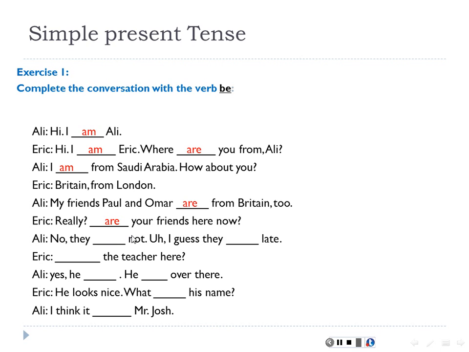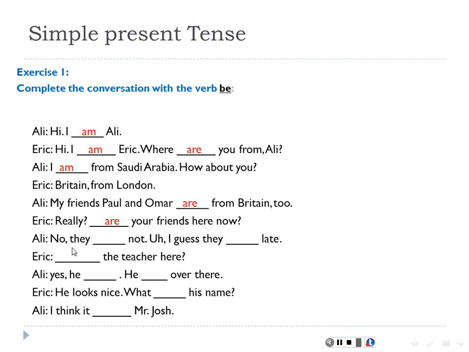Ali answers, no, they are not. I guess they are late. So here we are talking about they, and they refers to friends, Ali's friends, which means Paul and Omar. They, هما, we are talking about they, هما, Paul and Omar, Ali's friends, أصدقاء Ali.